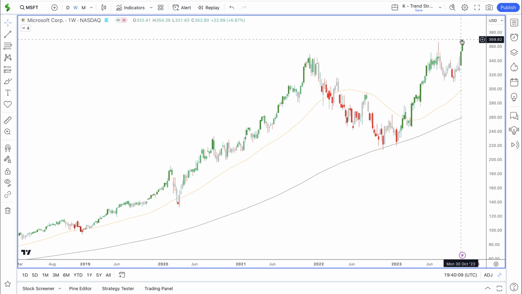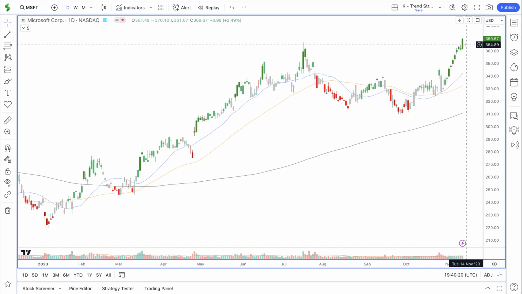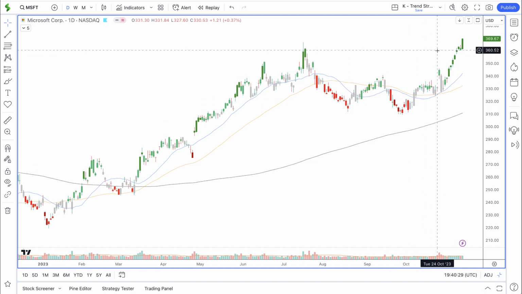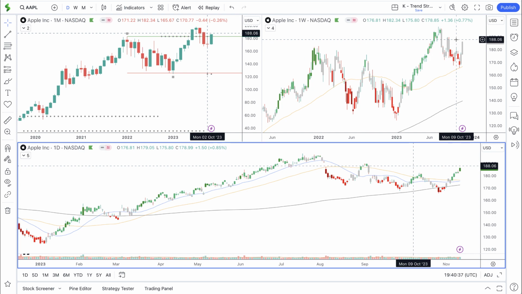And if we go down to the daily time frame, the current candles are green, price is above the 20, 50 and 200 simple moving averages and moving along nicely. So as long as we continue to see this pattern of higher lows and higher highs, we're likely to see a long-term bull trend unfold for Microsoft. So let's go down to the last stock now, which is Apple.